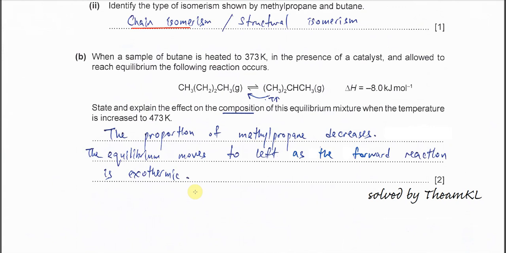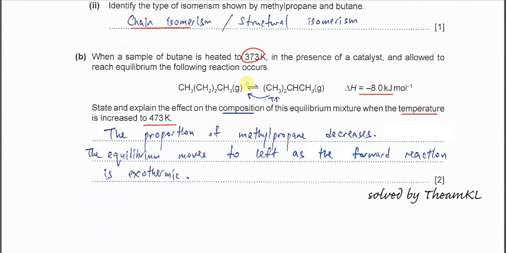Part B. So we have this equilibrium between butane and methylpropane. Enthalpy change is negative 8 kJ per mole. State and explain the effect on the composition. Composition means the reactants and products, so which one is decreased or increased later. When the temperature increased to 473, initially it is 373, now the temperature increased to 473. So this equilibrium will try to decrease the temperature.